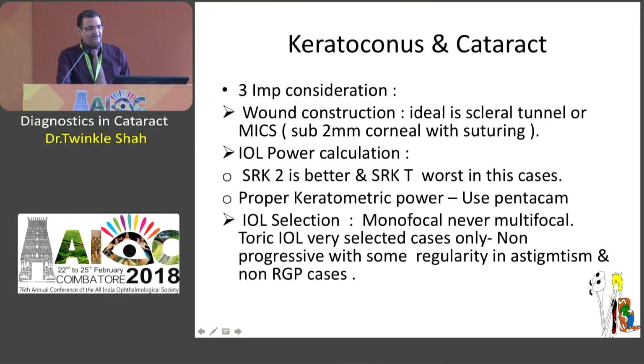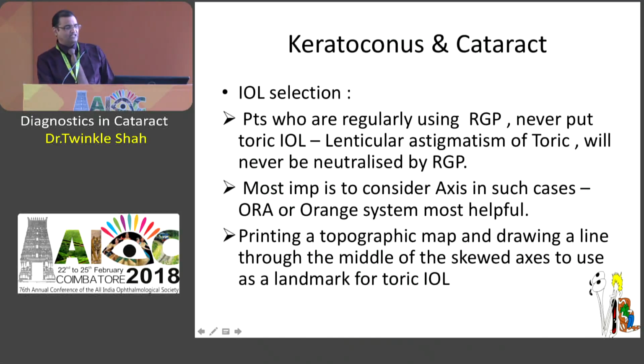Keratoconus and cataract, this is a very important thing. SRK/T works better in the keratoconus patient, and SRK II is the worst in the keratoconus patient. So you have to be careful when you are selecting the formula for keratoconus patients. Another important thing is the IOL selection. Monofocal is always preferable, never multifocal. Toric IOL can be done, but only for a patient who has non-progressive disease with some regularity in the astigmatism, and most important, non-RGP cases. Patients who are already on RGP lenses are very difficult to get good toric IOL implantation results. So we have to be careful, when the patient is dependent on RGP lenses, not to put a toric IOL.